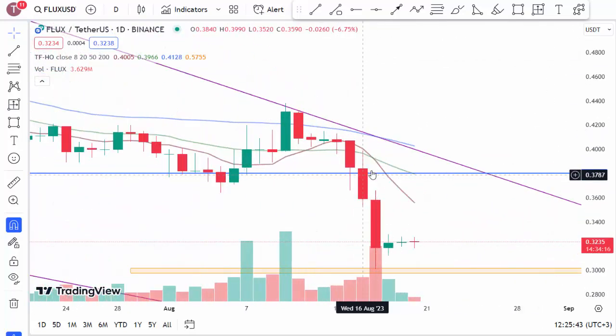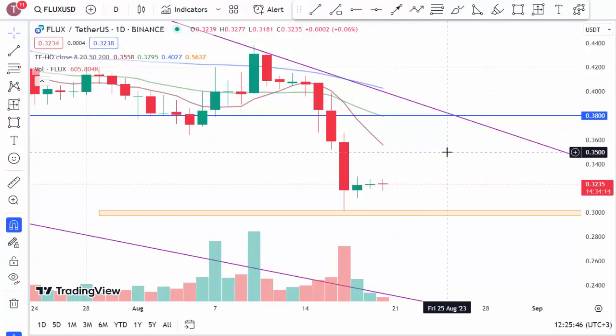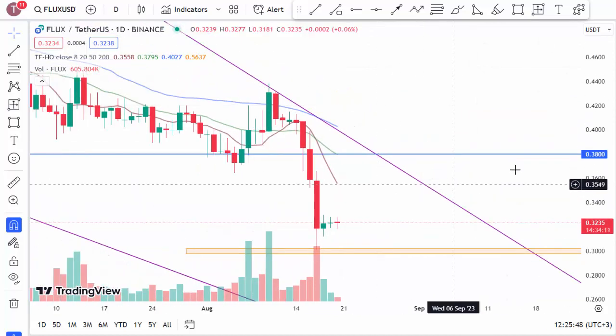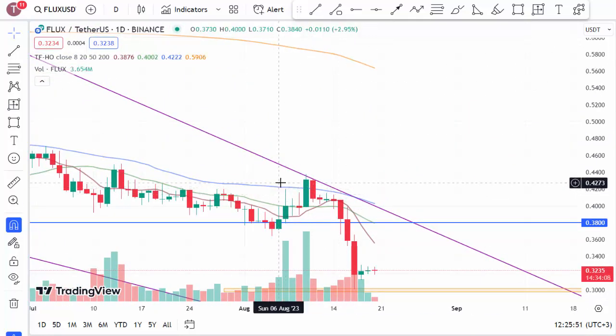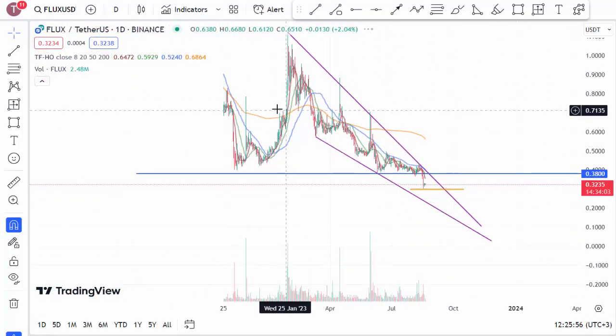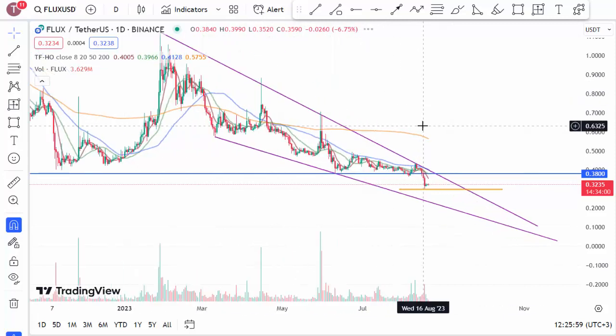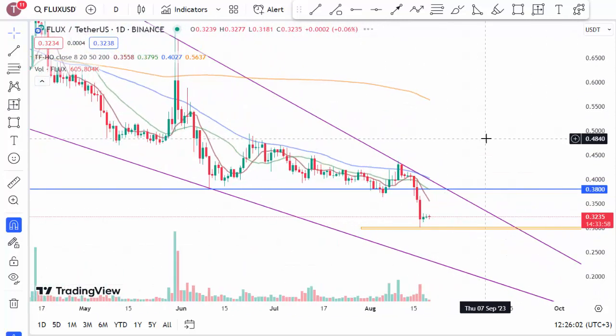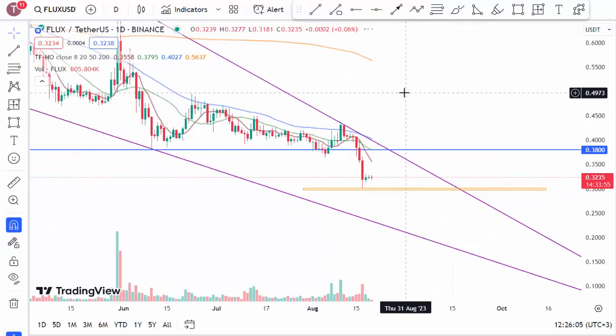For the medium and long term, the blue line, the 50-day moving average, should remain above the price. For the long term, the orange line, which represents the 200-day moving average, should stay above the price. It's important to mention these aspects as well. We can interpret these points in this way.